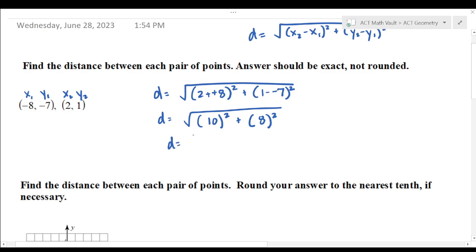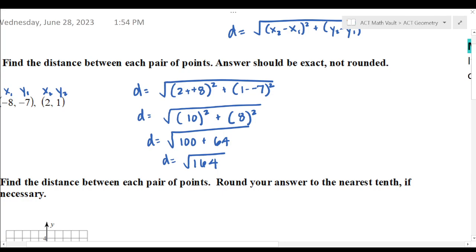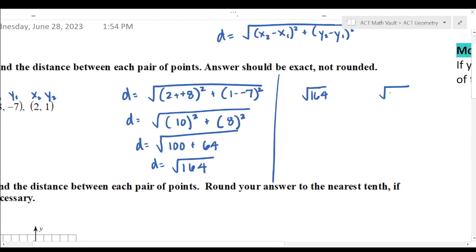If you look in the directions, it says the answer should be exact and not rounded. So we have 100 plus 64. That is the square root of 164. And if you remember back to Algebra 1, the square root of 164, you could simplify it two different ways.